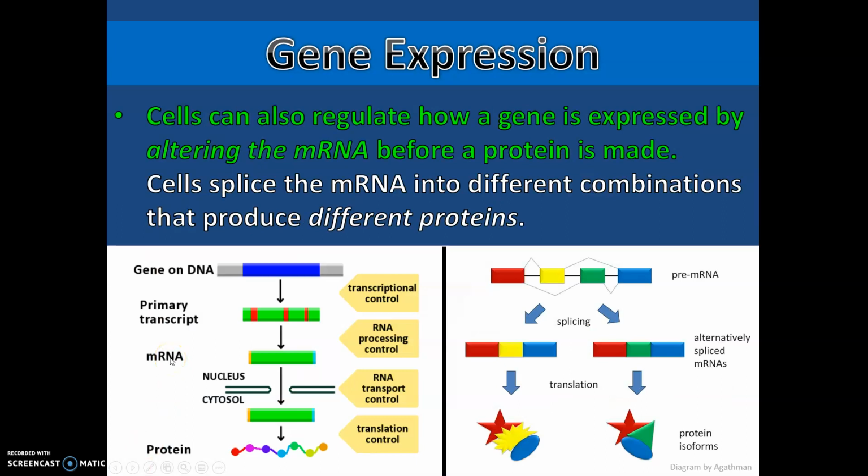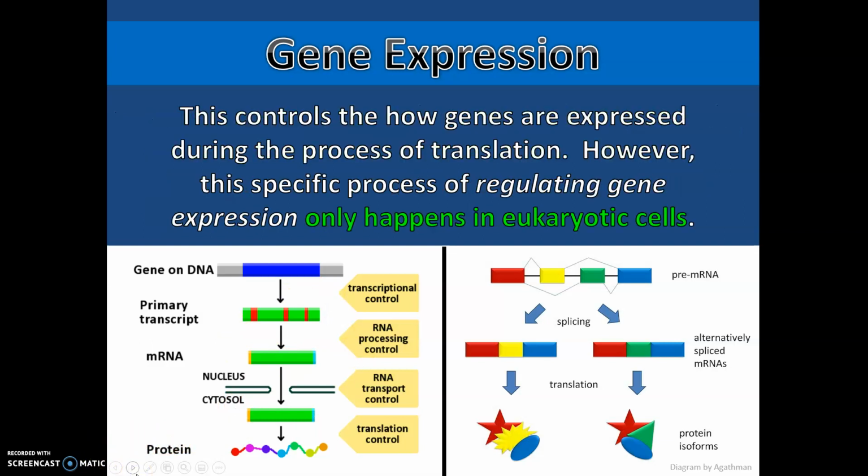Cells can also regulate how a gene is expressed by altering the mRNA before a protein is made. So cells can splice the mRNA into different combinations that produce different proteins. And here we see that process happening. So this controls how genes are expressed during the process of translation. However, this is a very specific process of regulating gene expression that only happens in eukaryotic cells. So bacteria will not be doing this.